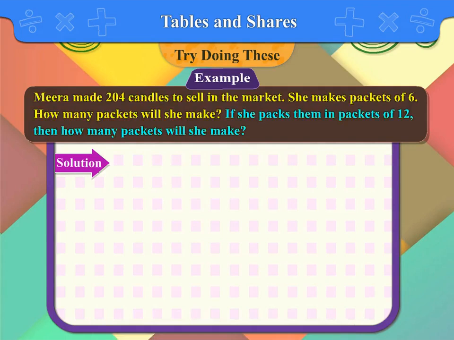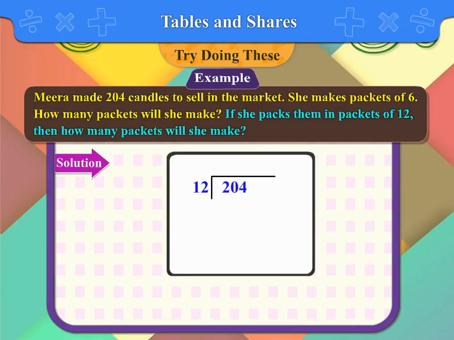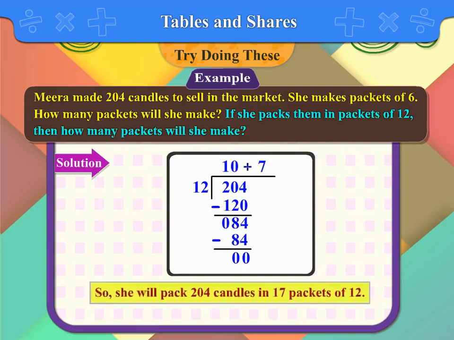If she packs these 204 candles in packets of 12, then to find the number of packets we will divide 204 by 12. 204 divided by 12 is equal to 17. So, she will pack 204 candles in 17 packets of 12.